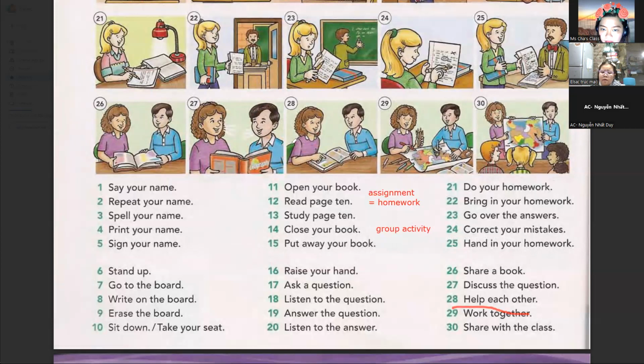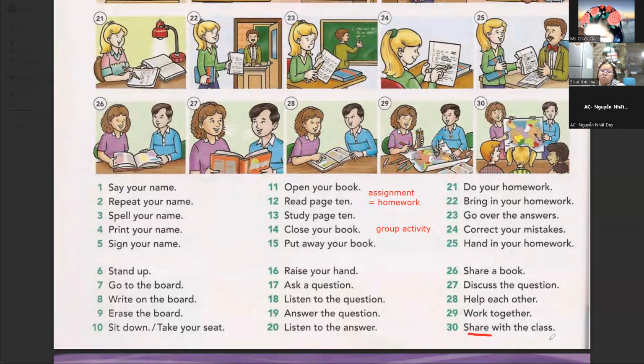Of course, if you are in a group, you are going to help one another. 29, work together. It seems like both of you are doing the same task, the same activity, and you are helping one another.